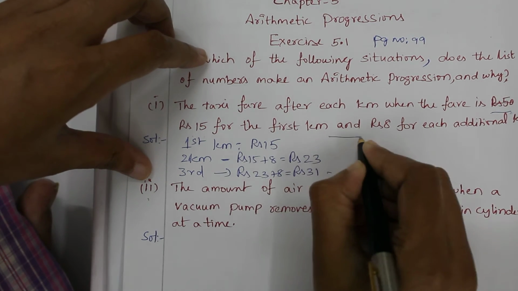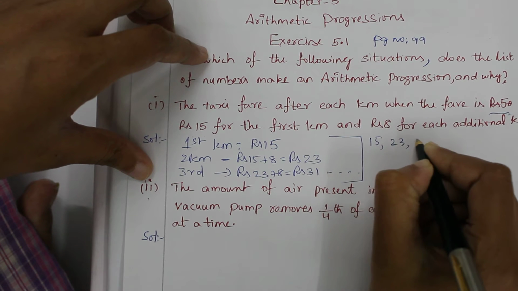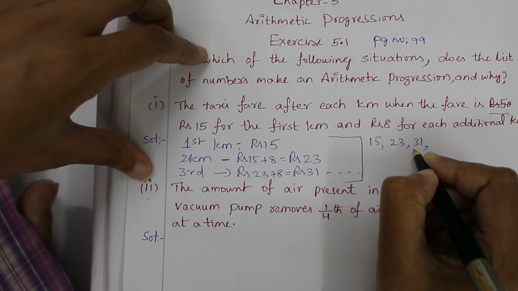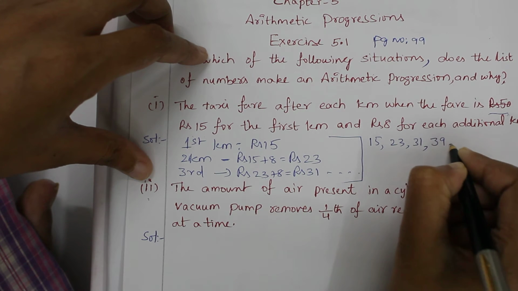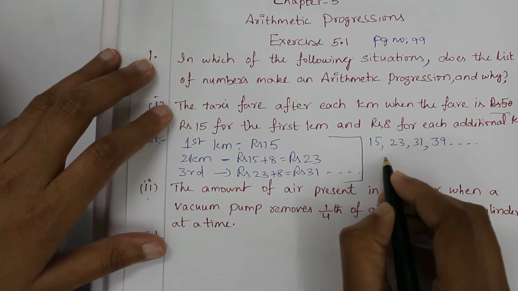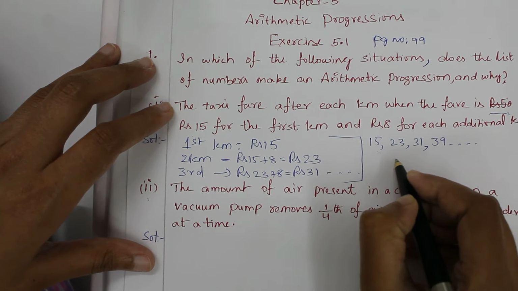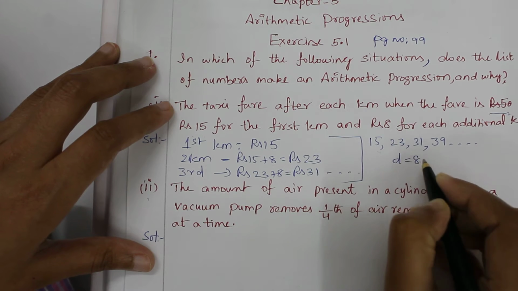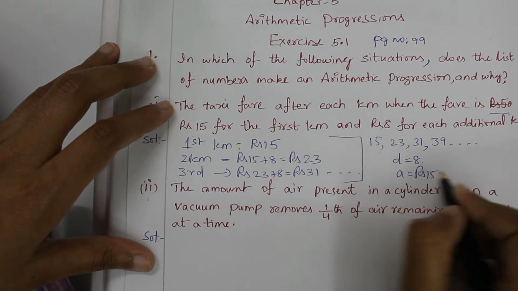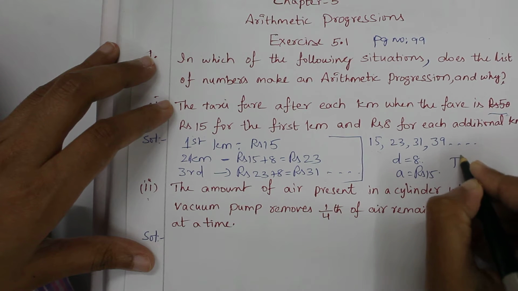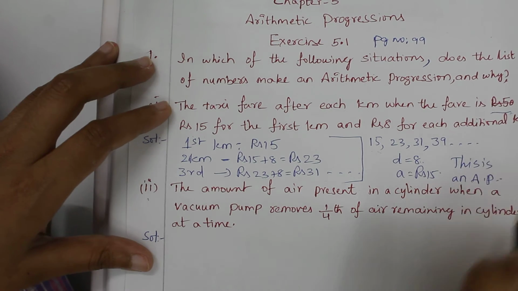So how does the series look like? 15, 23, 31, and then again plus 8 becomes 39, and so on. So clearly here we see the difference between any two consecutive terms is 8. Common difference is 8 and it's starting with the initial value of rupees 15. So this is an arithmetic progression.